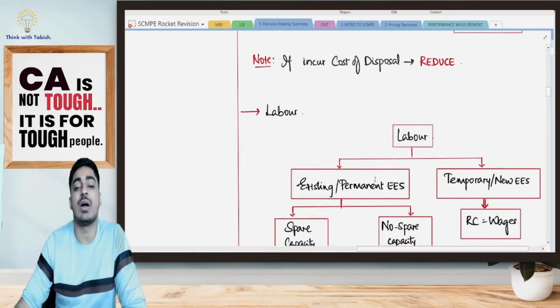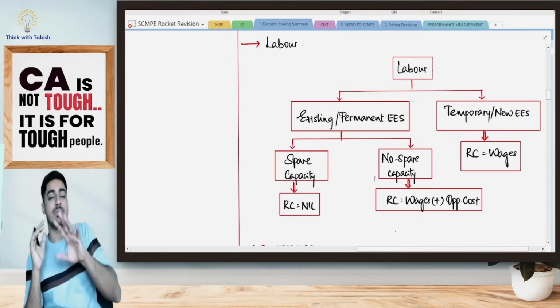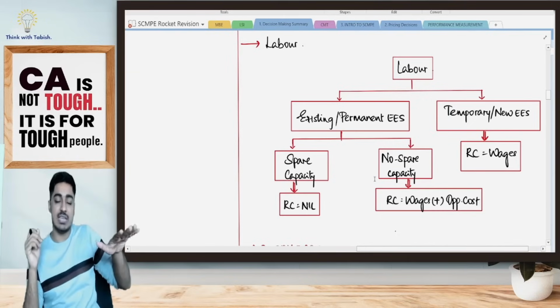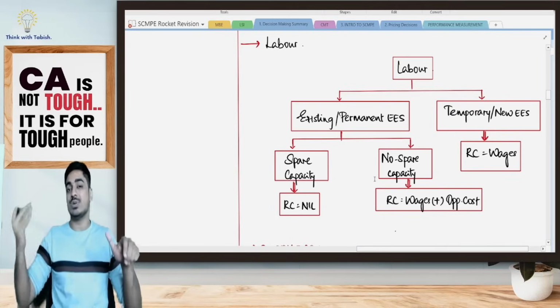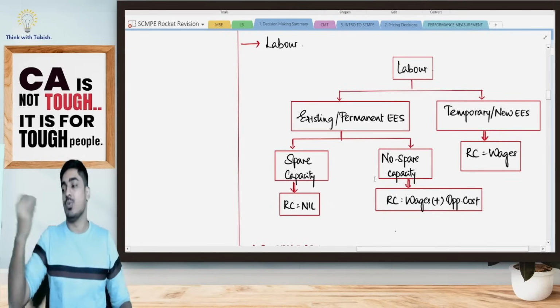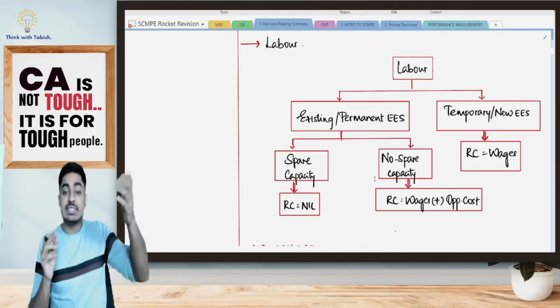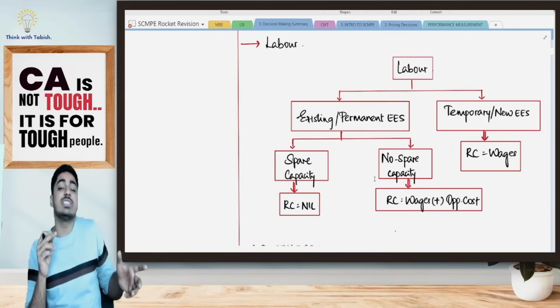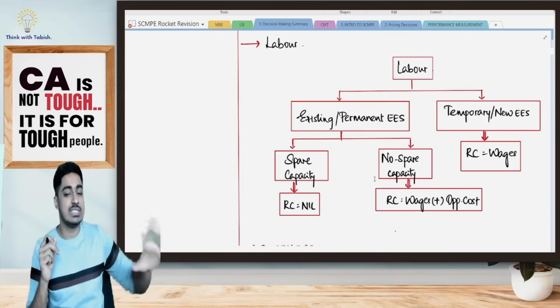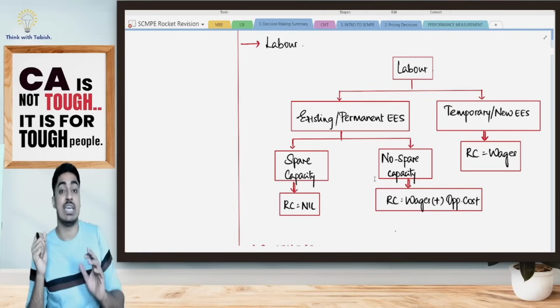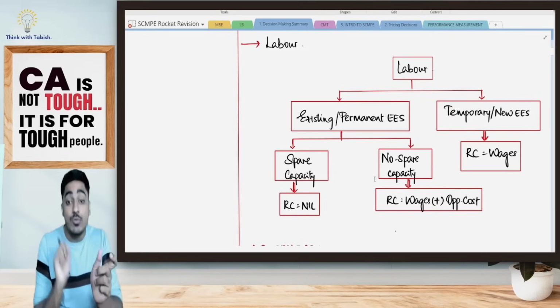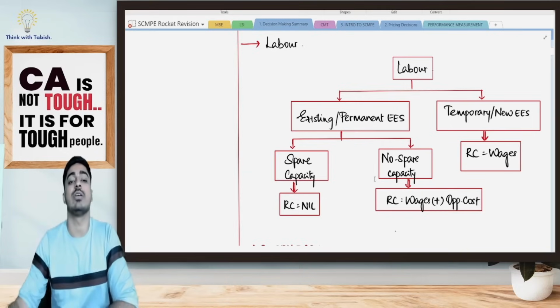Is it clear? Now coming to labor. Either I'll be getting my work done from permanent existing employees or else from new casual temporary employees. New employees, whatever wages I'll be paying will be relevant. Existing employees, if there is a spare capacity, I'm telling relevant cost is nil. If there is no spare capacity, I'm telling, yes, the wages along with that, the opportunity cost, both of them are going to be relevant.